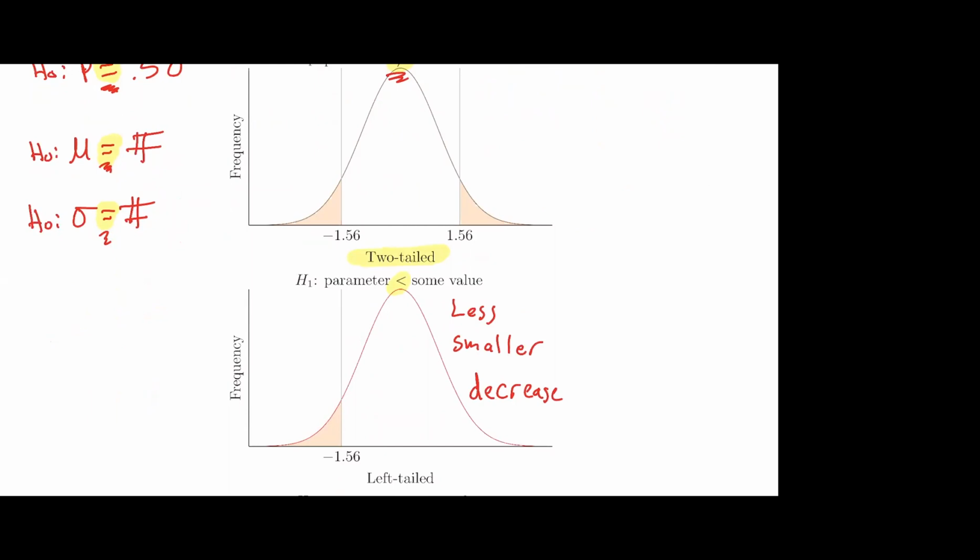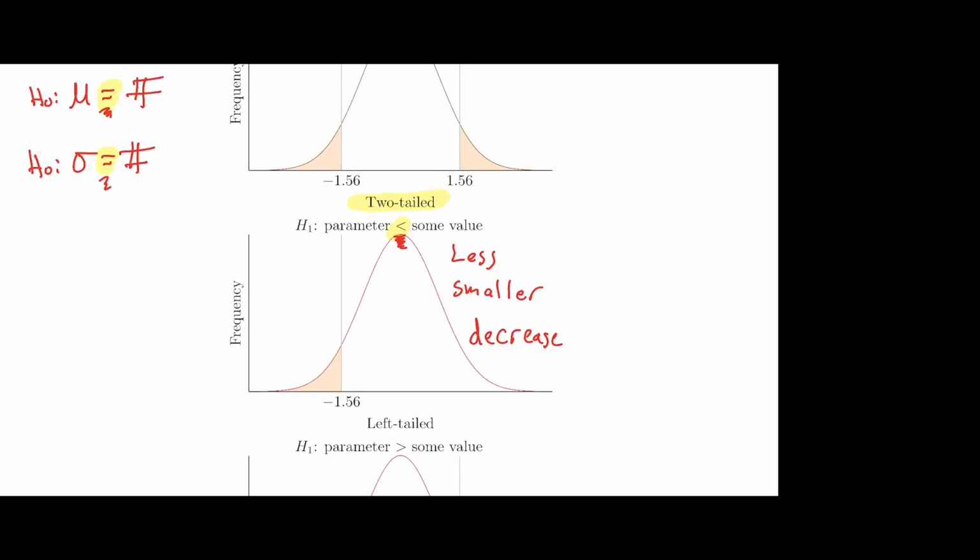Going back to p equals 50%, if we think that it's less than 50%, or smaller than 50%, or that it has decreased from 50%, that's when you want to use this symbol over here, less than. Usually they call this a left tail test. If you look right here, left tail. The reason they call it a left tail test is that the left side is shaded. Any question in regard to a left tail test?